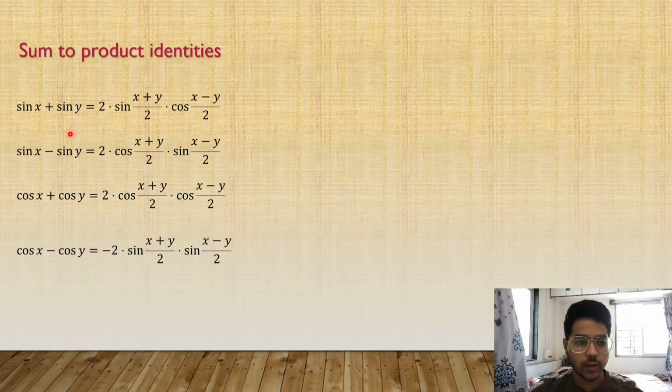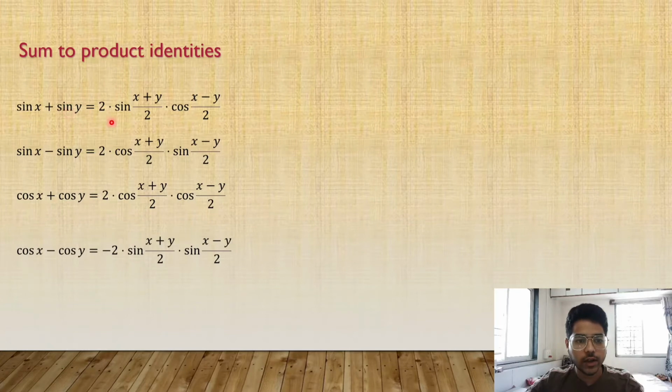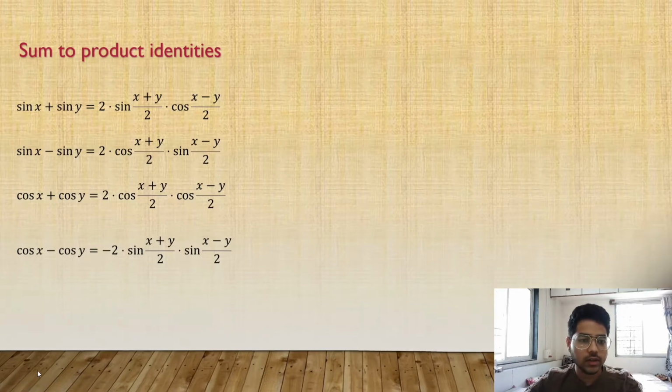You can easily remember. Sine plus sine, that will give us 2 sine cos, and for sine minus sine, that will be giving us 2 cos into sine. For cos plus cos it will be giving cos into cos, and for cos minus cos, that will be giving us minus of sine into sine. Now moving to the next slide.